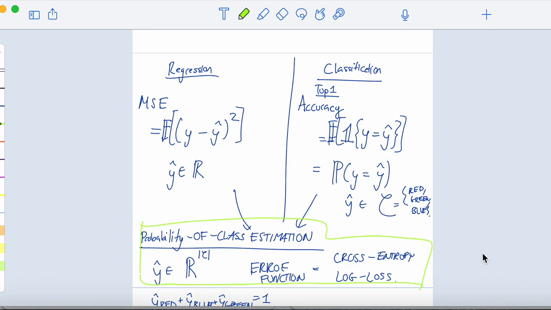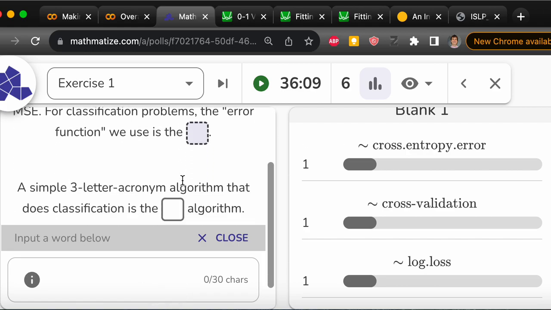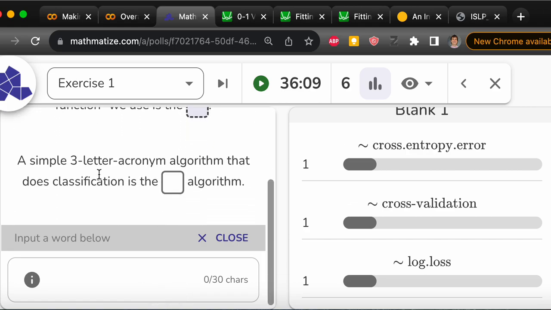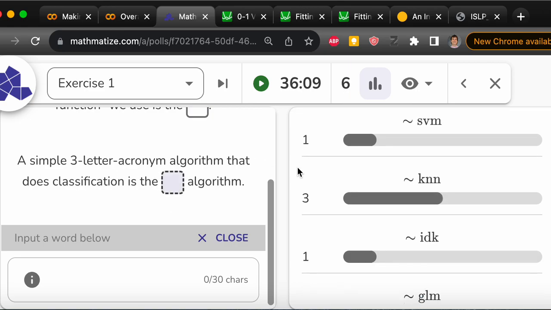OK, and so today we're going to do one algorithm. There are some algorithms that can do classification without estimating probabilities, and those are the ones we're going to talk about today. And then we're going to spend a little time getting into this. That one algorithm is this three-letter acronym algorithm. It's an algorithm that does classification in a very simple way, and you can think of it as not estimating the probabilities. It just tells you a class. OK, let's see if people figure this out.